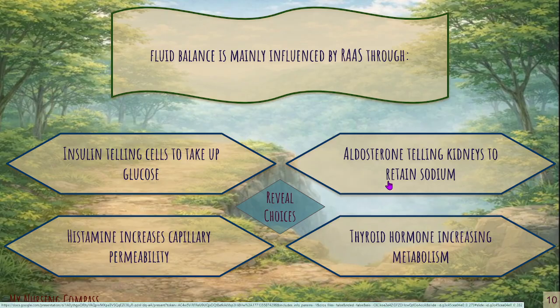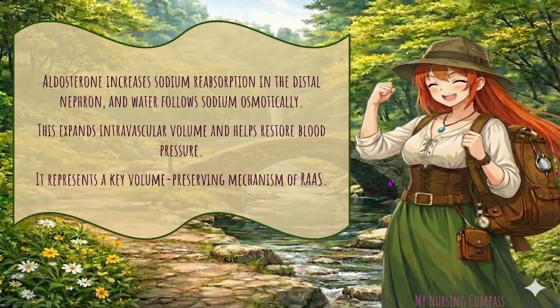If you said aldosterone telling kidneys to retain sodium, you are correct. Aldosterone increases sodium reabsorption in the distal nephrons, and water follows sodium osmotically. This expands intravascular volume and helps restore blood pressure. It represents a key volume-preserving mechanism of RAAS.